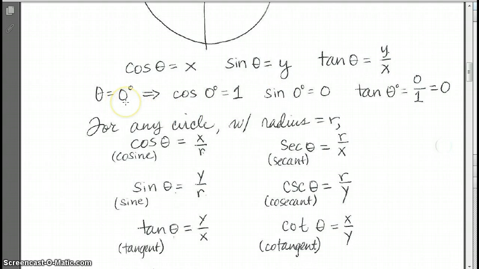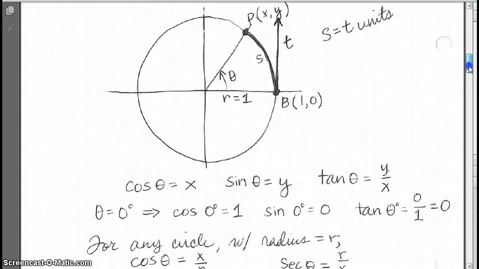Like when theta is 0 degrees, because you're sitting on the x-axis right here at the point (1, 0), the x value is 1, so the cosine is 1. The y value is 0, so the sine is 0. And then because tangent is y over x, 0 over 1 would be 0.